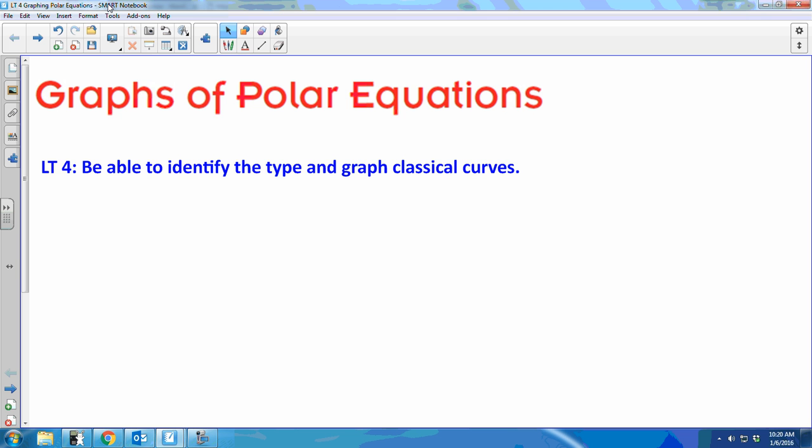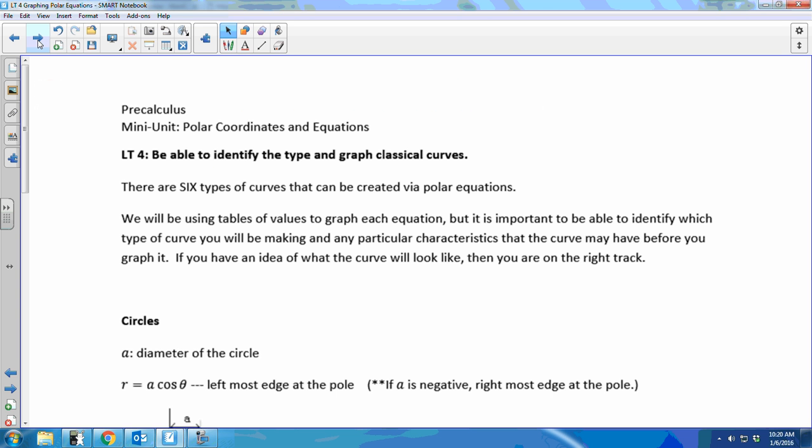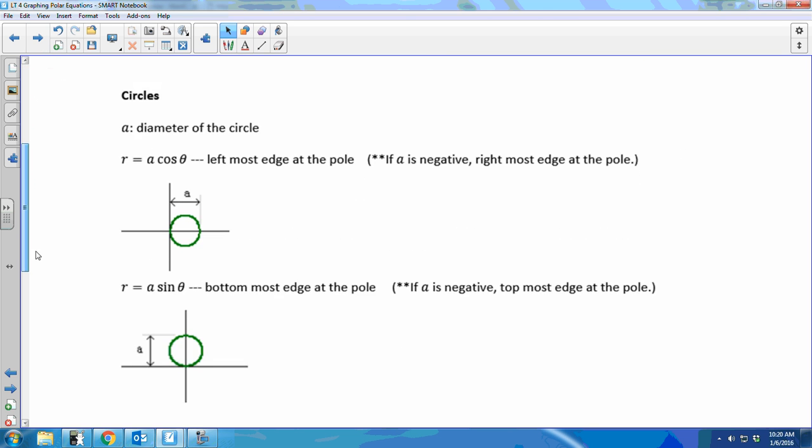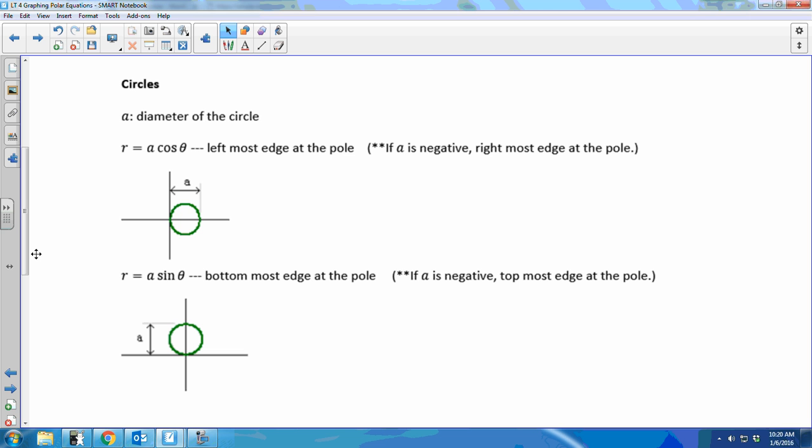So the first type of curve is a circle. All right? So if you have a polar equation and it looks like either one of these, r equals some value times the cosine of theta, or r equals some value times the sine of theta, then you're going to get a circle. Okay? Now, I give you lots of information on this reference sheet because it's helpful to know what it's supposed to look like before you start graphing it so you don't get confused. So I give you some extra information here as well.